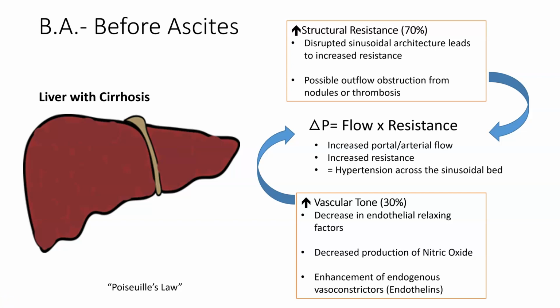You can see from the formula above, changes in pressure across a system will equal flow times resistance. While in the cirrhotic liver, you have increased portal and arterial flow, you have increased resistance, and as a result, you'll develop an increased pressure that we call portal hypertension across that sinusoidal bed.